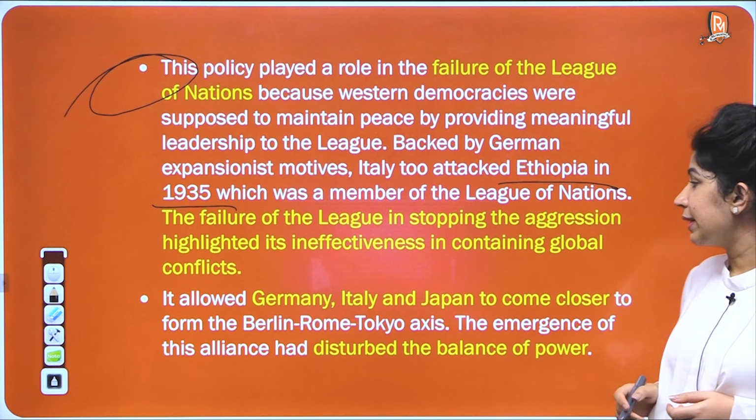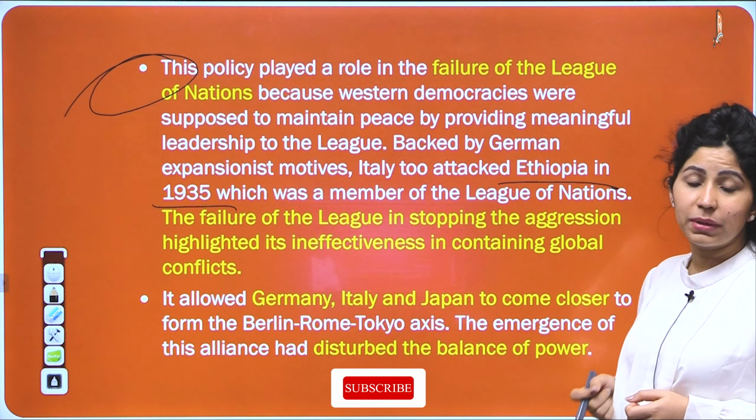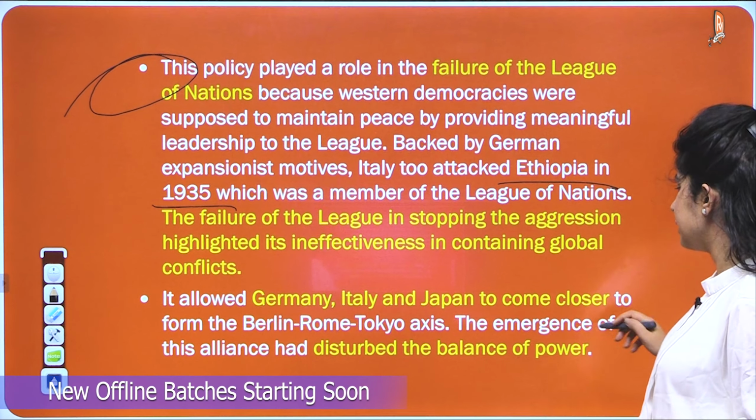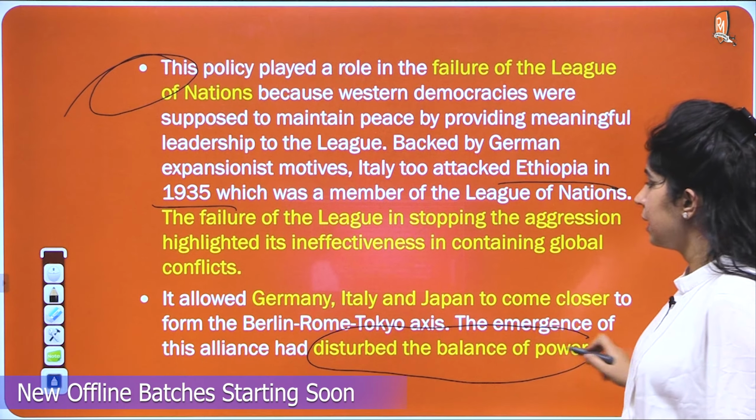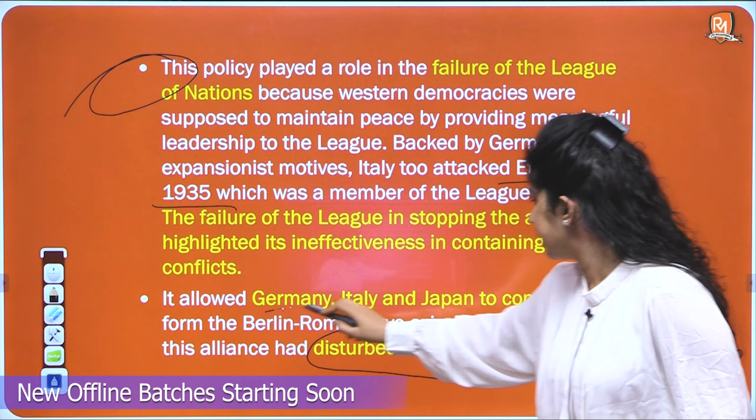Next, it allowed Germany, Italy and Japan to come together and form the Axis, which disturbed the balance of power in the world. They came close and created this axis: Berlin, Rome and Tokyo. Berlin is in Germany, so if you have read world history you might know. So this axis was created and the balance of power was now skewed, it was now destroyed.